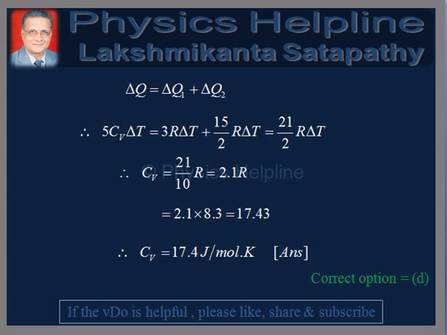Putting the value of R and simplifying, we get Cv is equal to 17.4 joules per mole Kelvin, which is the answer to the question. Therefore, the correct option is D. This completes the answer to the question.